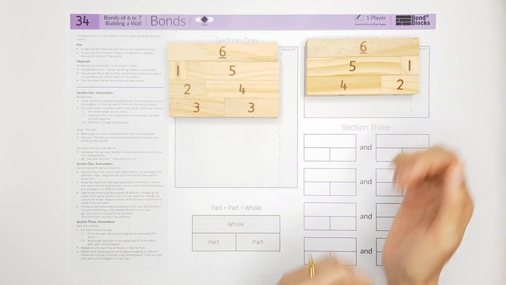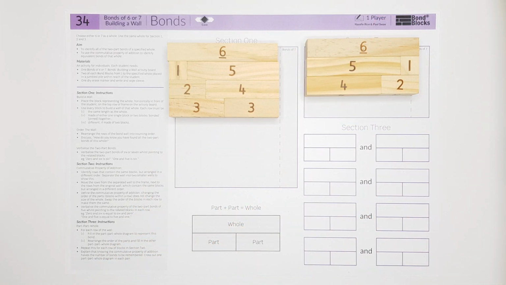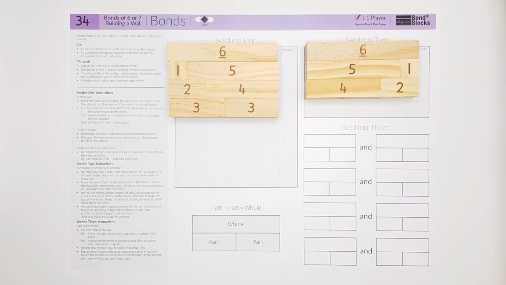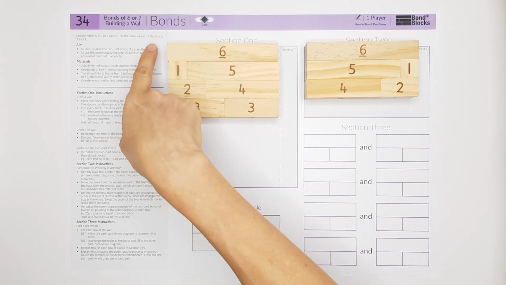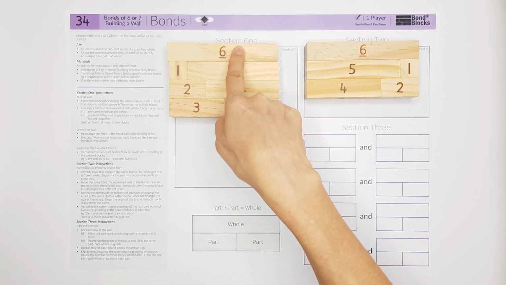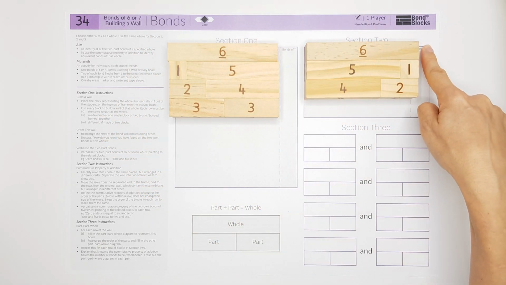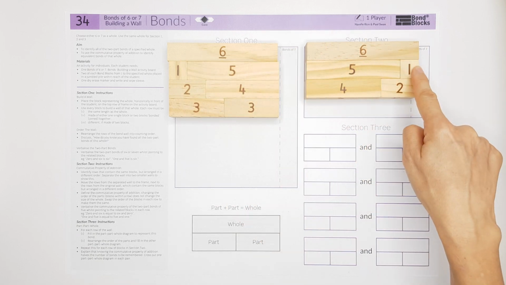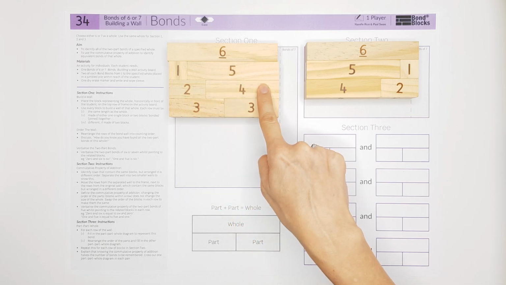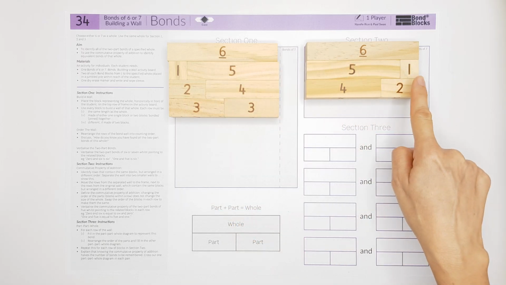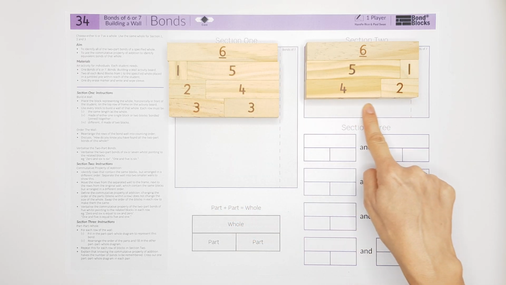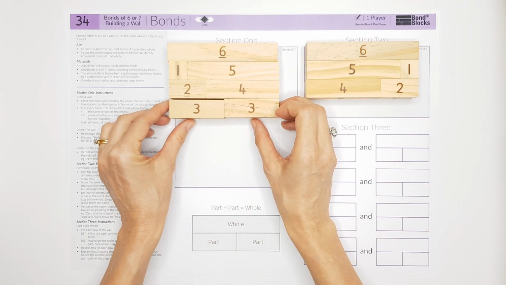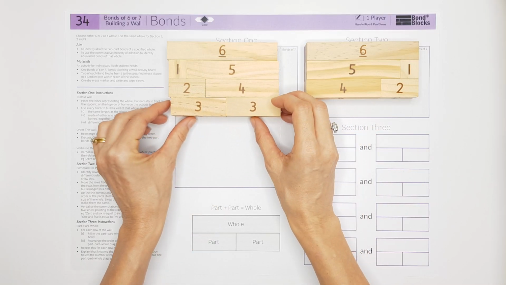After we've reorganised our row, we are going to say these two-part bonds that are related using the commutative property. I'll go first. 0 and 6 is equal to 6 and 0. 1 and 5 is equal to 5 and 1. 2 and 4 is equal to 4 and 2. You'll notice we don't have 3 and 3 because if you swap them around, it's still 3 and 3.